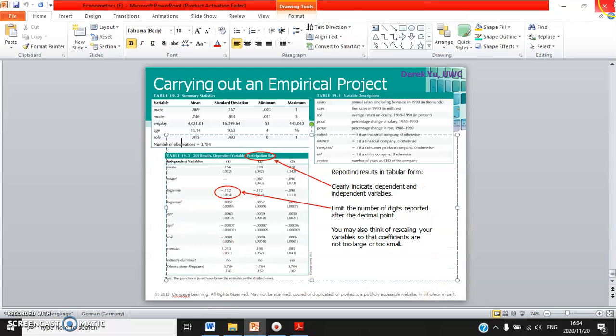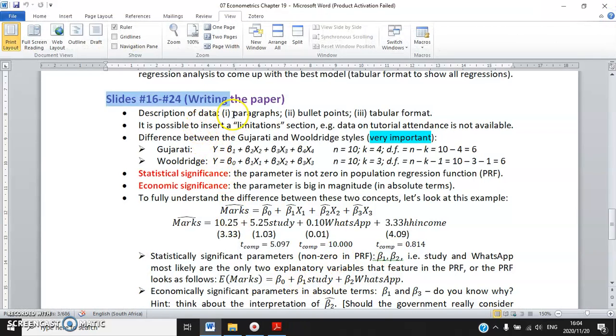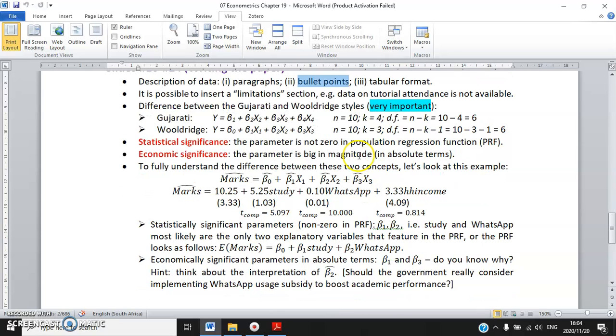Or you can use written paragraphs, or the tabular format I showed you in the previous slide, and you can also use bullet points. More on that when we have the writing workshops in Eco 701.